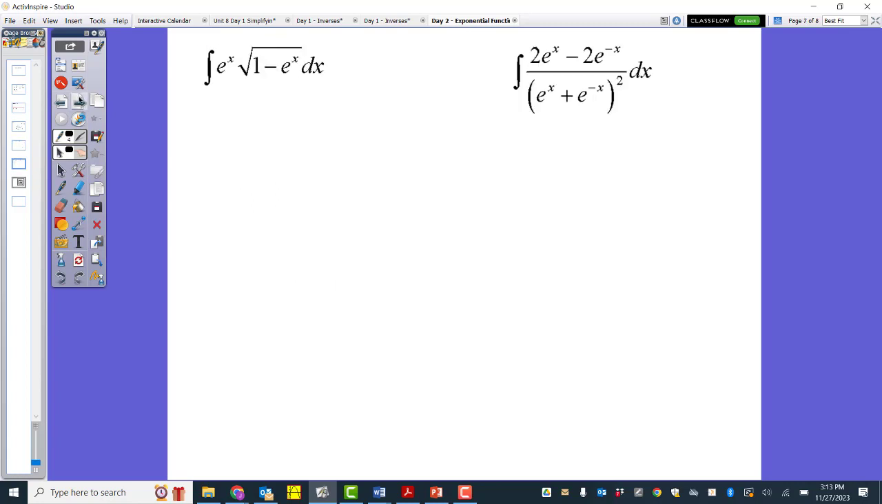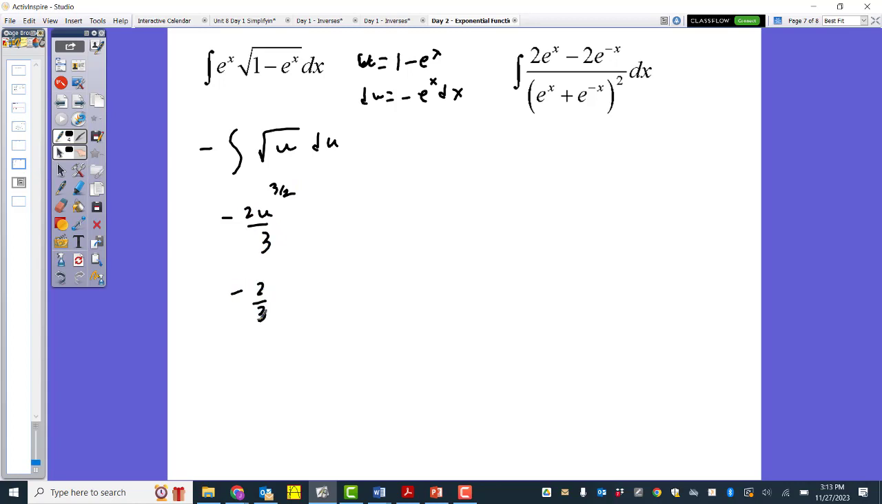We can integrate ones that have e to the x in them but are not specifically using e to the x. So for example, for this first one here, you can say u is 1 minus e to the x. Du is negative e to the x dx. And so we have an e to the x dx. We need a negative e to the x dx. So we'll do negative integral square root of u du, which is negative u to the 3/2, 2 over 3. And then plug back in our u. So negative 2 over 3 and then 1 minus e to the x to the 3/2.